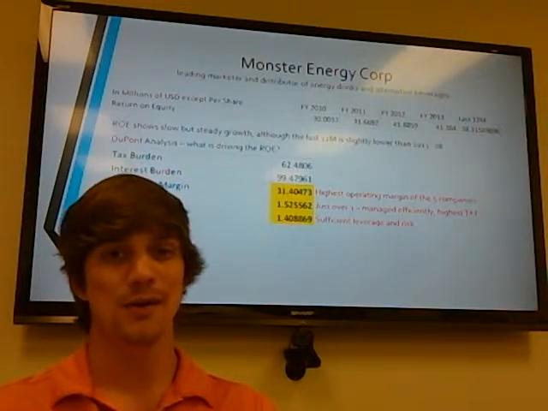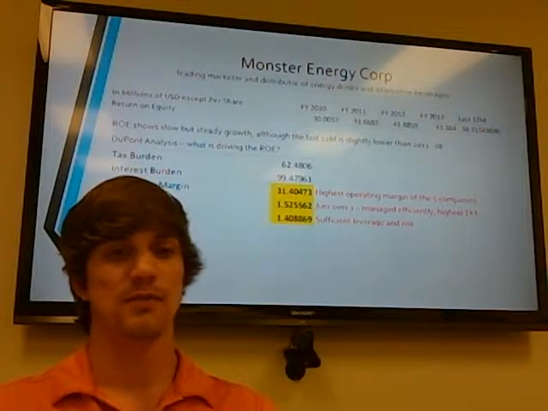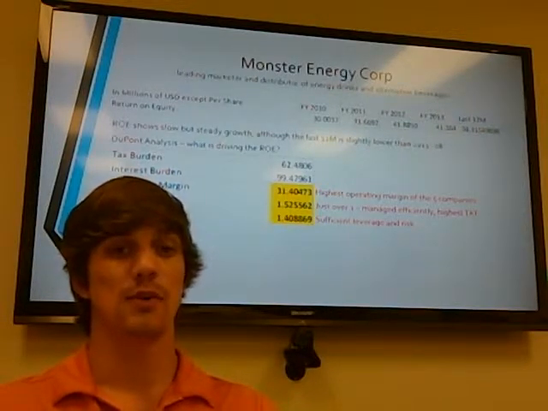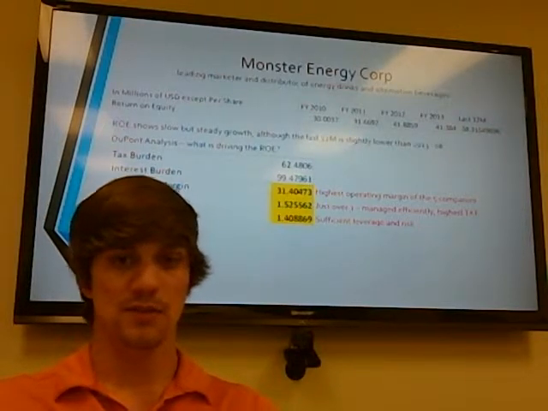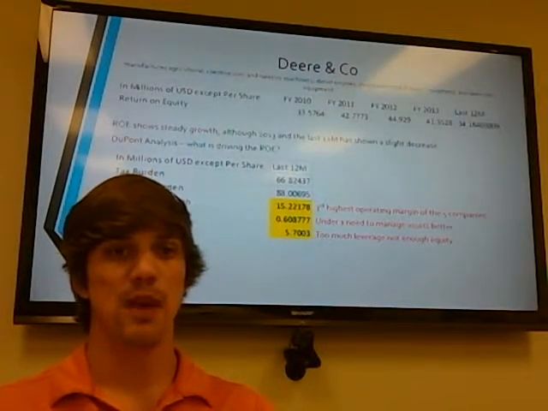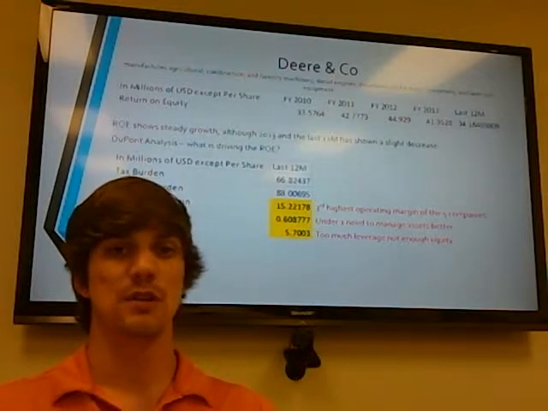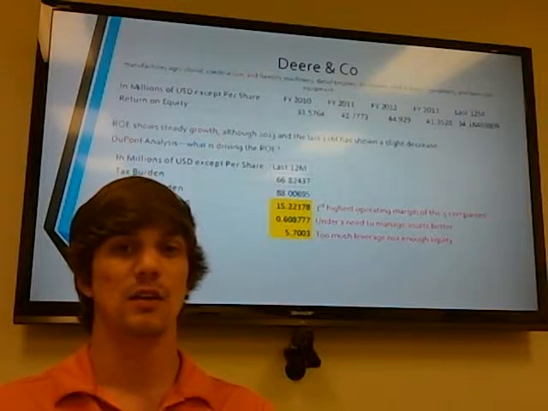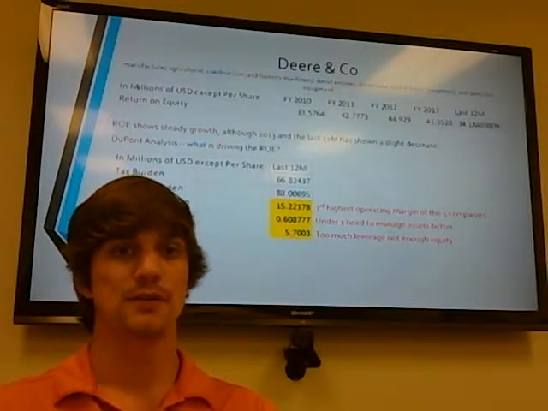Their equity multiplier is 1.4, which shows sufficient leverage and risk. That could be higher, but as long as it's over 1, they've got some debt which they're hopefully making profit off of. Moving into Deere & Company. Deere & Company, real quick, manufactures agricultural, construction, and forestry machinery, diesel engines, drivetrains used in heavy equipment, and lawn care equipment. As you know them, John Deere Green.